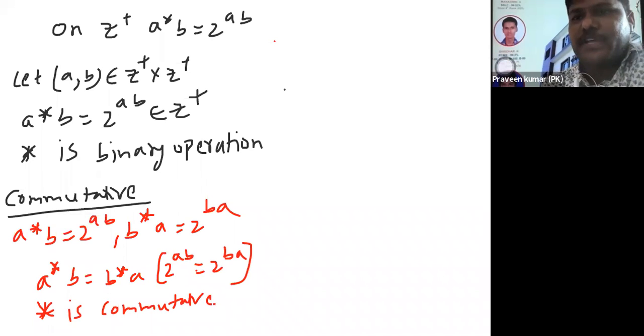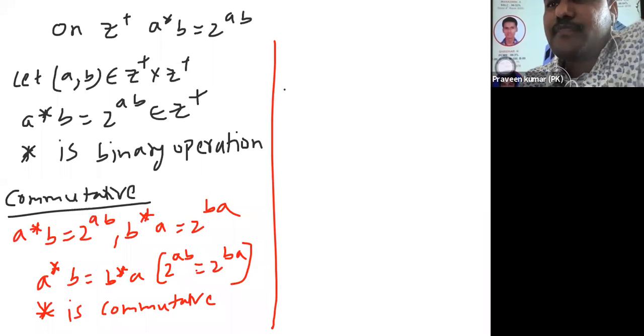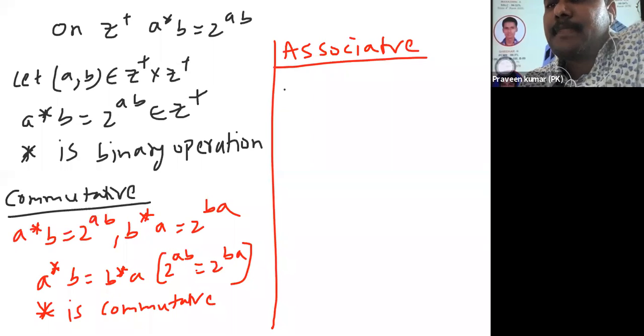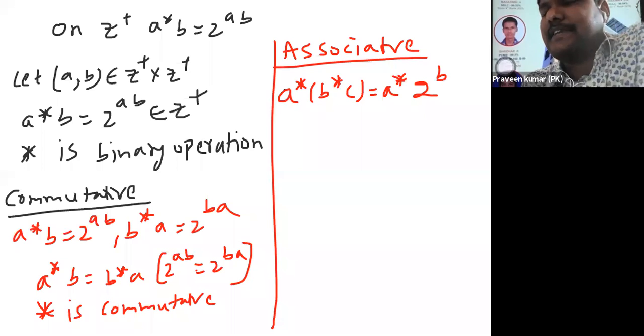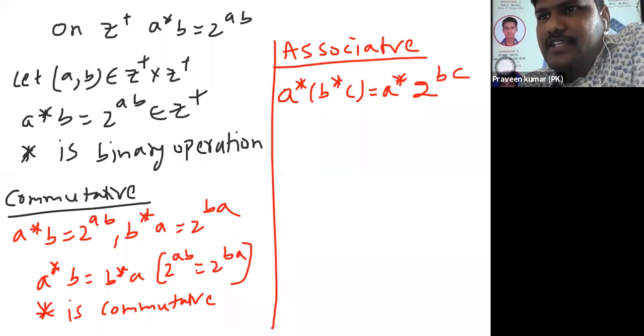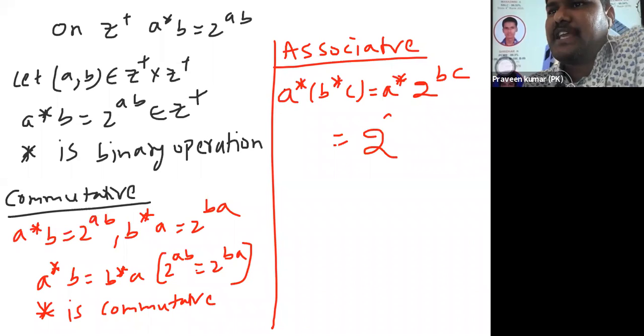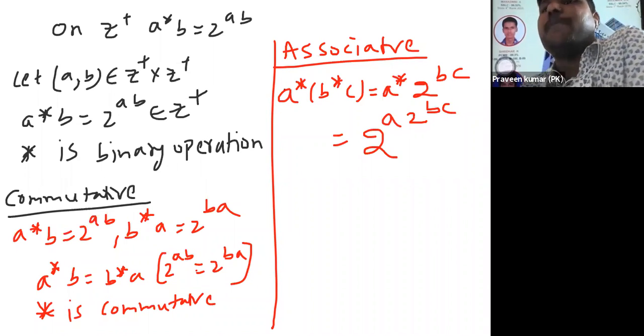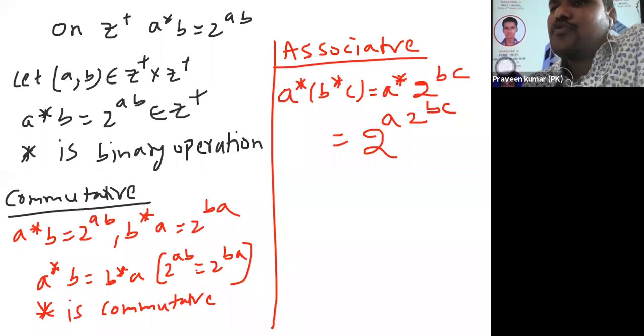Come back to associative, my dear students. How to prove associative? Take LHS: A star (B star C). What is B star C? 2 power BC. Next, 2 power, first element A, second element 2 power BC. The operation is 2 power first element into second element. Keep it like that. Consider RHS.